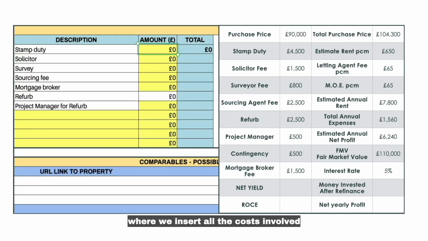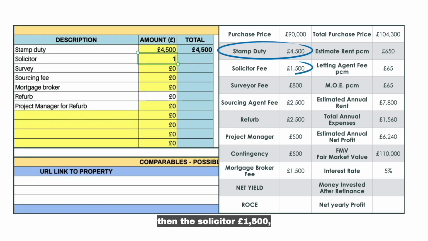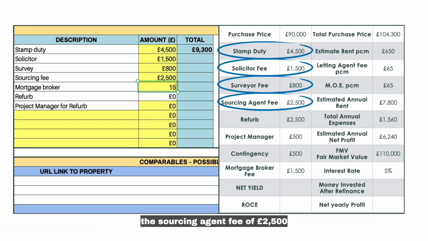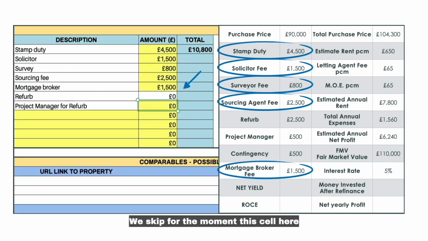where we insert all the costs involved in purchasing and renovating the property, such as the stamp duty that was £4,500, then the solicitor £1,500, the surveyor £800, the sourcing agent fee of £2,500, and the mortgage broker's fee £1,500. We skip for the moment this cell here about the refurb, but we type the project manager fee for the refurb that was £500.